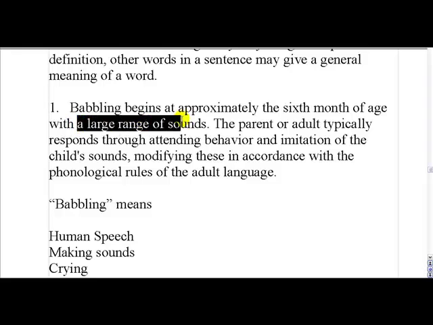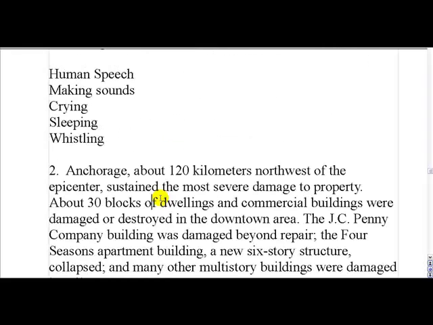You see a large range of sounds. So other words in the actual sentence or paragraph may help you to understand the meaning of the word you might not be sure about.